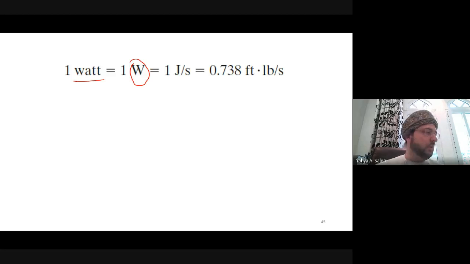Now, I have included here an extra thing. It is 0.738 foot pounds per second. This is how Americans do it. Now, if you ever go on YouTube and take a look at American websites or American videos, you're going to see something like this. We don't actually use it in our course. We stick to SI units.